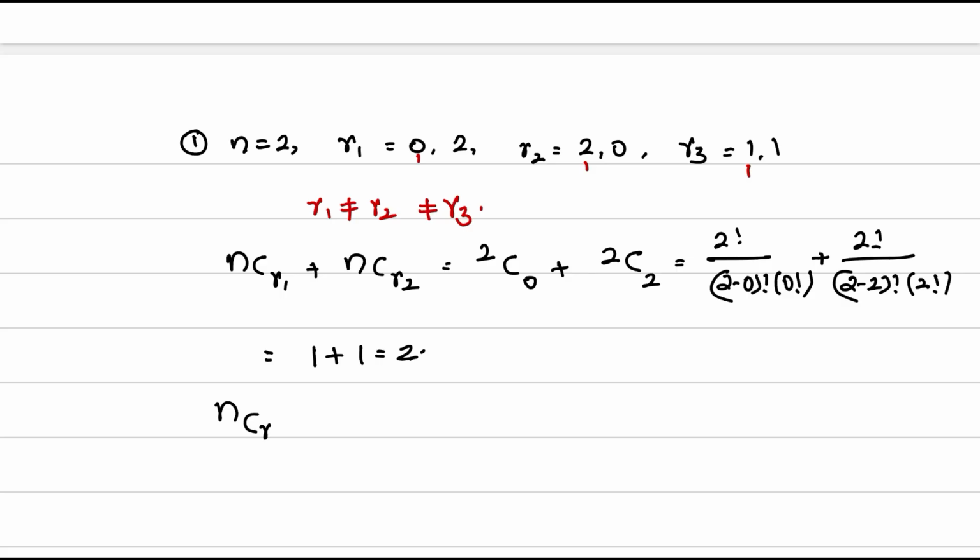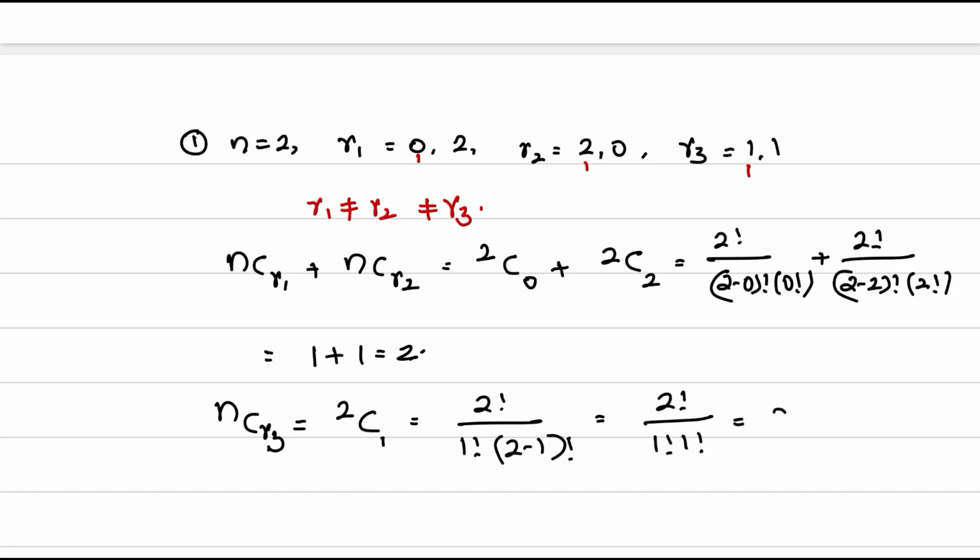What is nCR3? 2C1, as the value of R3 I have taken is 1. Then factorial 2 by factorial 1 into factorial 2 minus 1, that is equal to factorial 2 by factorial 1 into factorial 1, that is equal to 2. That means nCR1 plus nCR2 is equal to 1 plus 1, which is equal to nCR3, which is equal to 2. It is satisfied.